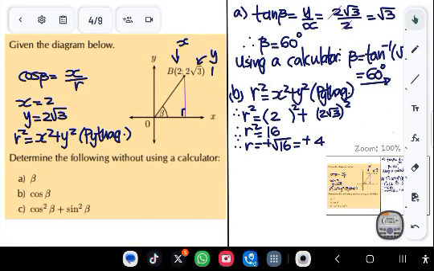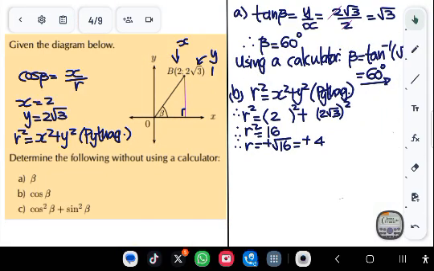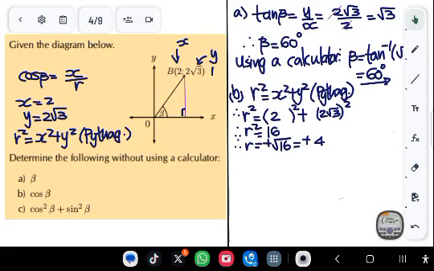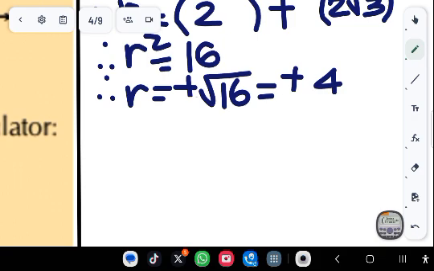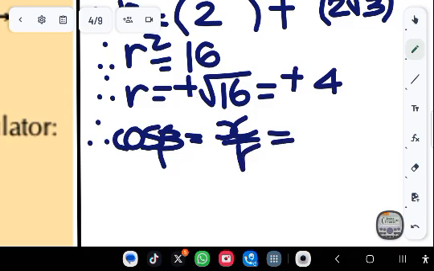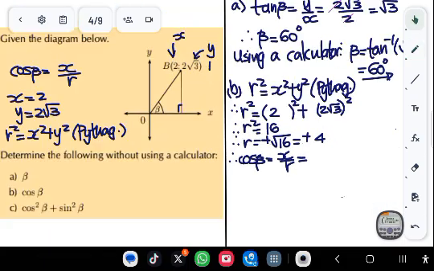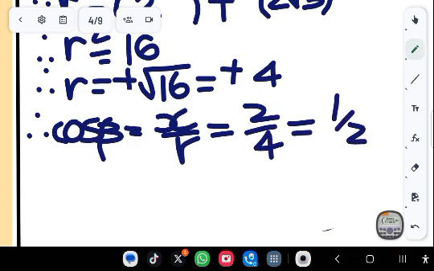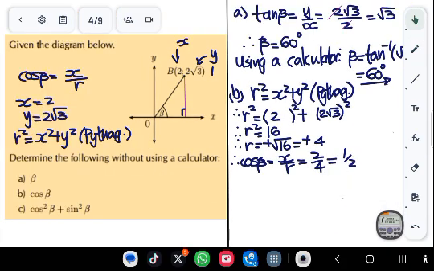Now that you've got the value of r, you use that to find the cos of beta. So we know that, therefore, the cos of beta equals x over r, which is equal to, what is our x? Our x is 2 and our r is 4. 2 over 4, which gives us 1 over 2. And that's how you find that.